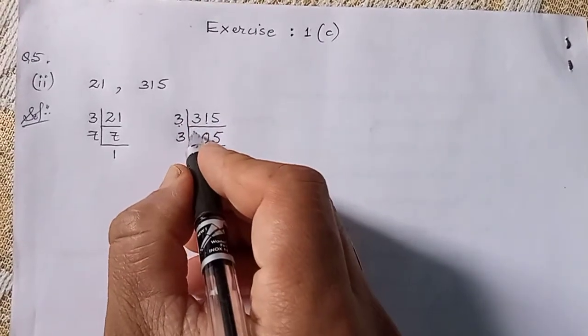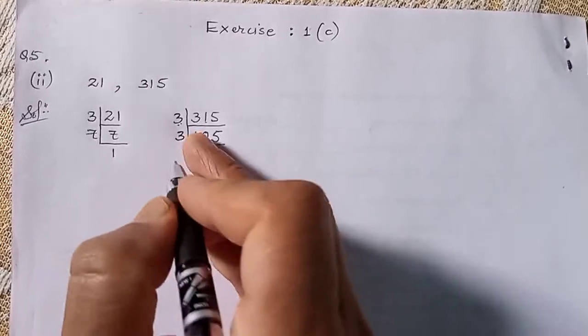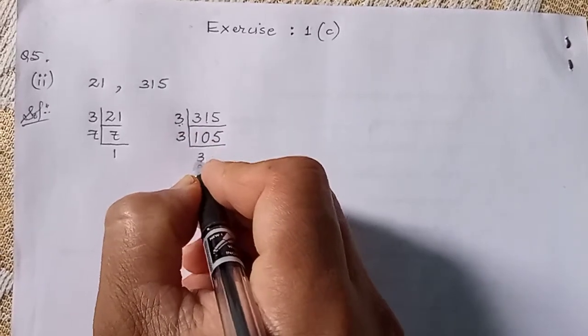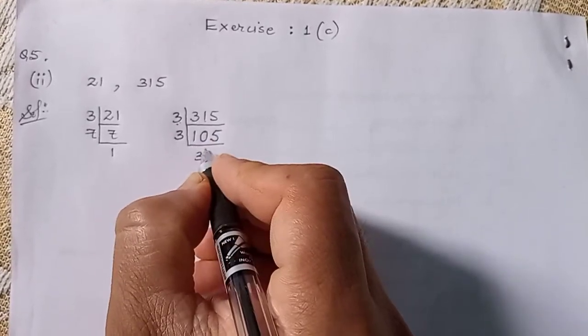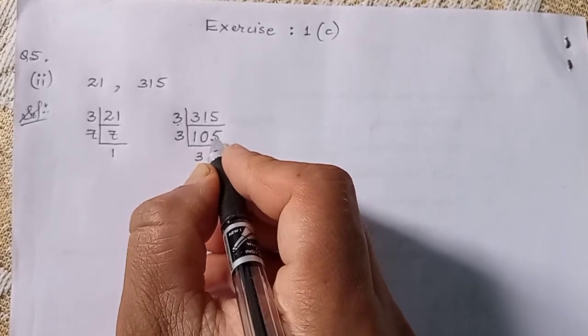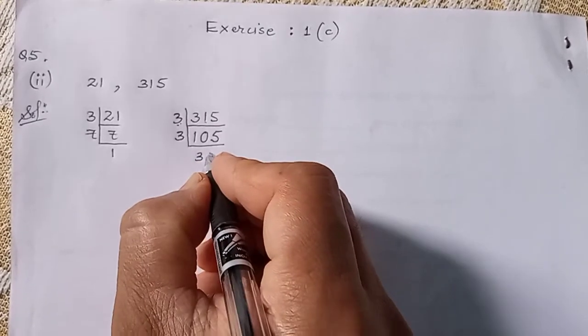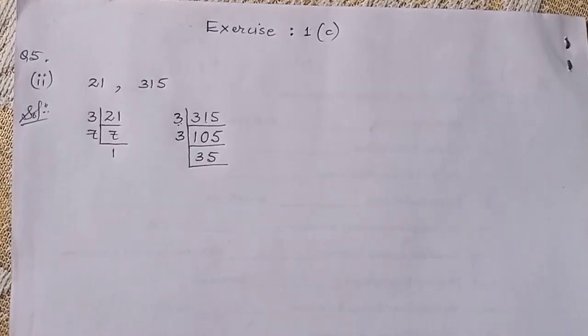So if I take only 1, it is smaller, so we should take two numbers, so this is 10. Table of 3: 3 1s are 3, 3 2s are 6, 3 3s are 9. 3 3s are 9 because it's 10. 10 minus 9 is 1. 1 goes and joins with the 5 from the left. It's 1 and 5, 15. 3 5s are 15. So now it's 35.